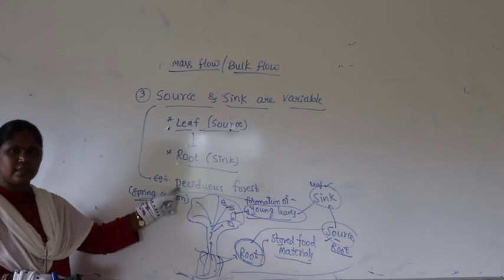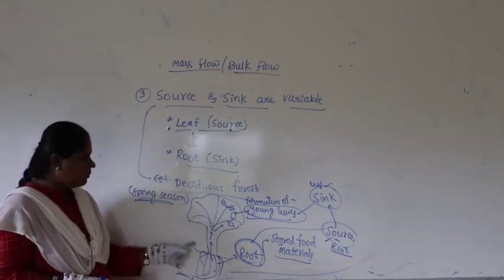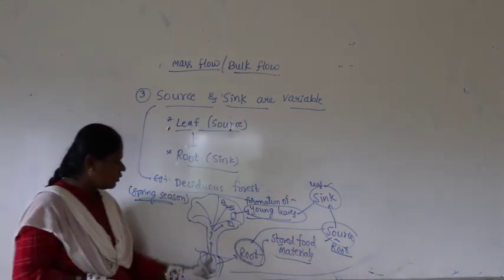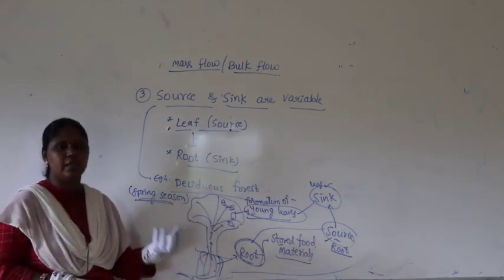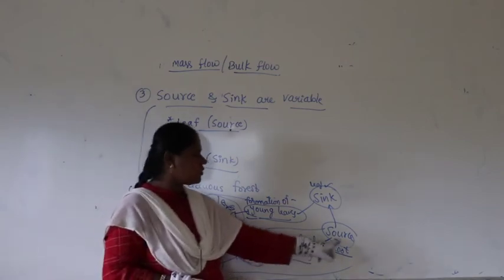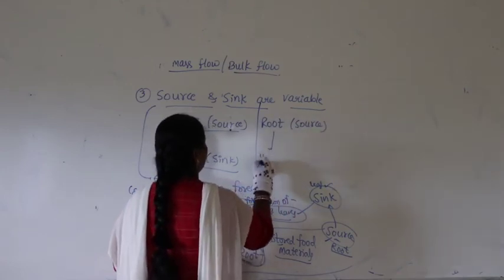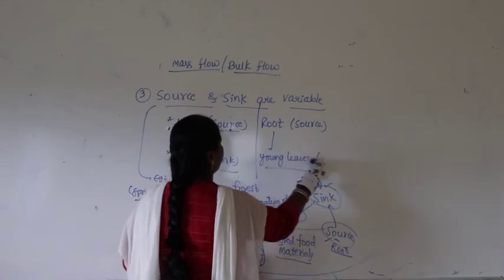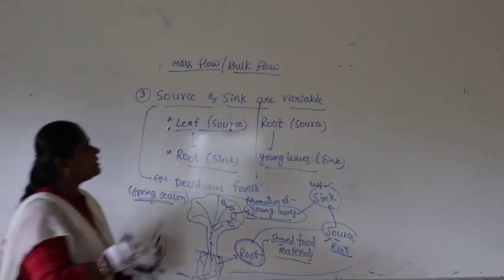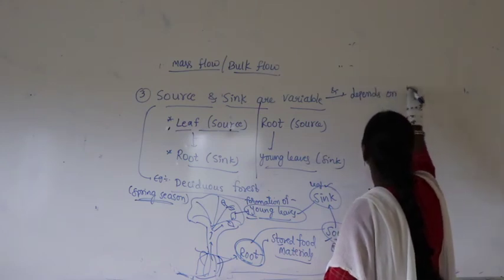Sometimes, for example, if you take a deciduous forest, I repeat, listen, in spring season you know that leaves have already fallen off. Now you will only have empty branches. At that time the root has already stored some food materials. Whatever it stores, it will supply as nutrients and minerals to the young leaves. The new growing young leaves will take the nutrients and formation of leaves takes place here. So at that time the root acts as a source and the young leaves produced act as a sink. So source and sink are variable, they depend on seasons. Better you write down here: variable as they depend on seasons.